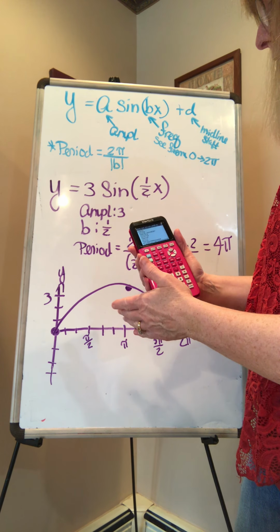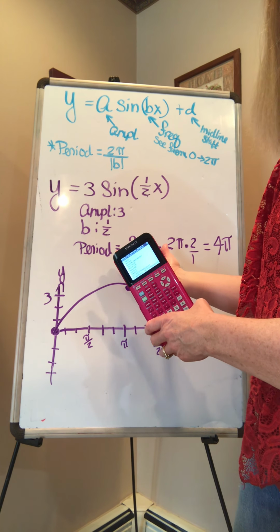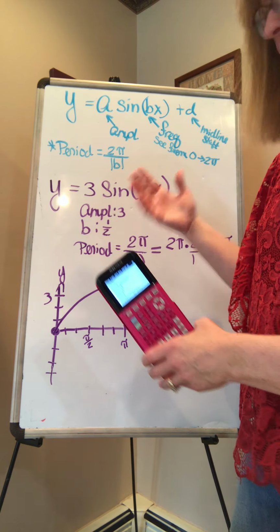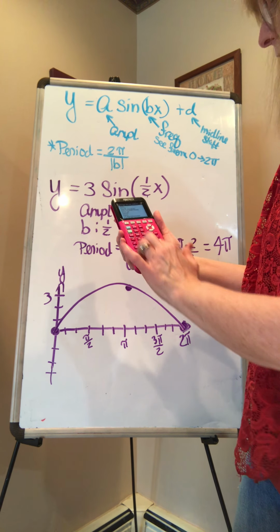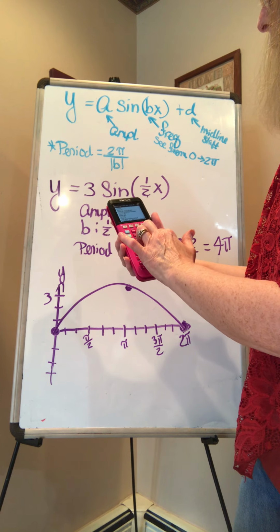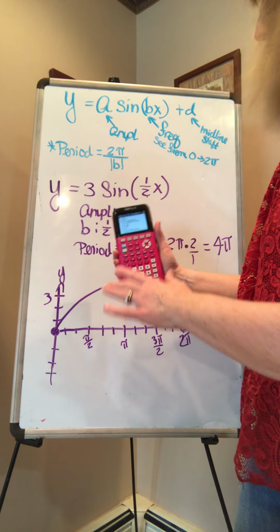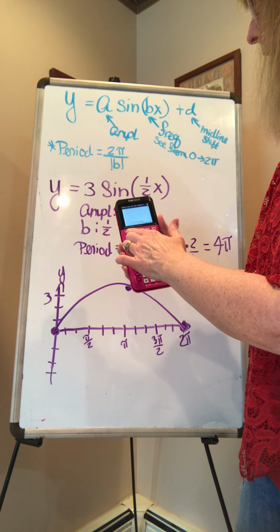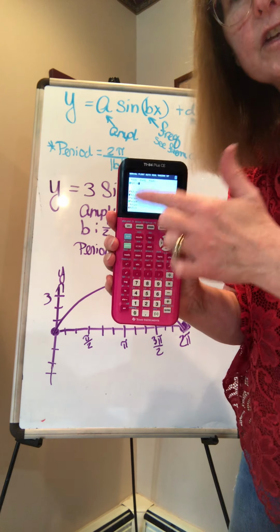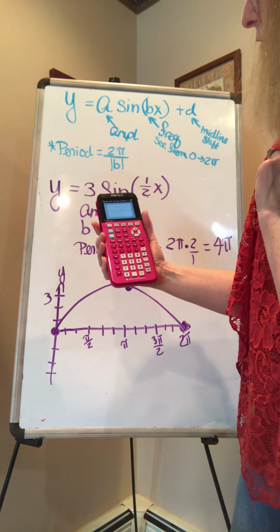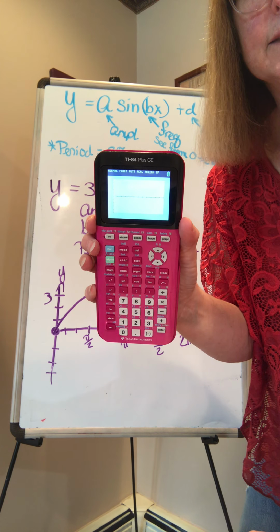And my y, what's my y doing? Well, it depends upon my amplitude. Let me put in the y minimum of -5, and let's go to a y maximum of 5, just so we can have enough space to see. And let's go to y equal, clear out anything that's there. So now if there's nothing in y equal, just hit graph. And look, you have the exact same graph that's been on the packets.